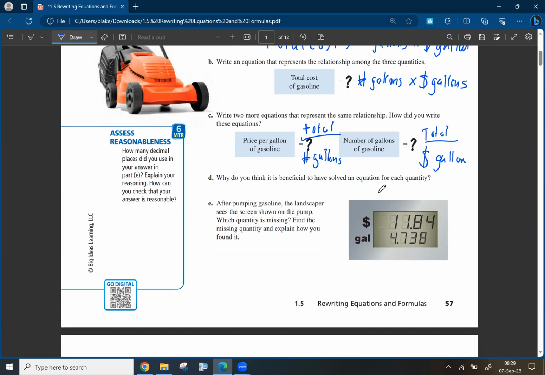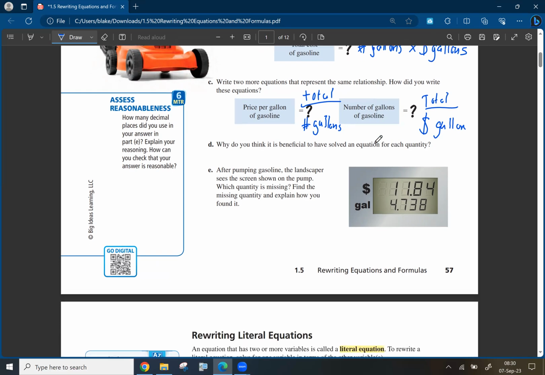Why do you think it's beneficial to have solved an equation for each quantity? Well, because given different unknowns, we have formulas to solve them. If the price is unknown, I can still calculate it if I know the total and the number of gallons. Or if the number of gallons is unknown, I can take my total price and divide it by the price per gallon. This would work in a scenario where I go to the gas station, I've got $40, how many gallons can I fill up with? Well, you can take your $40, divide it by the price per gallon, and you can see how many gallons you can fill up with. So, it works that way.